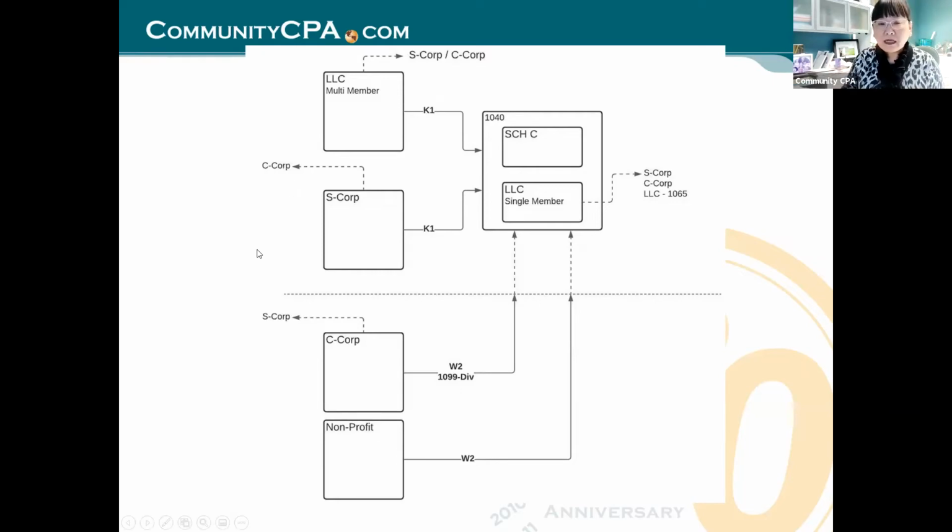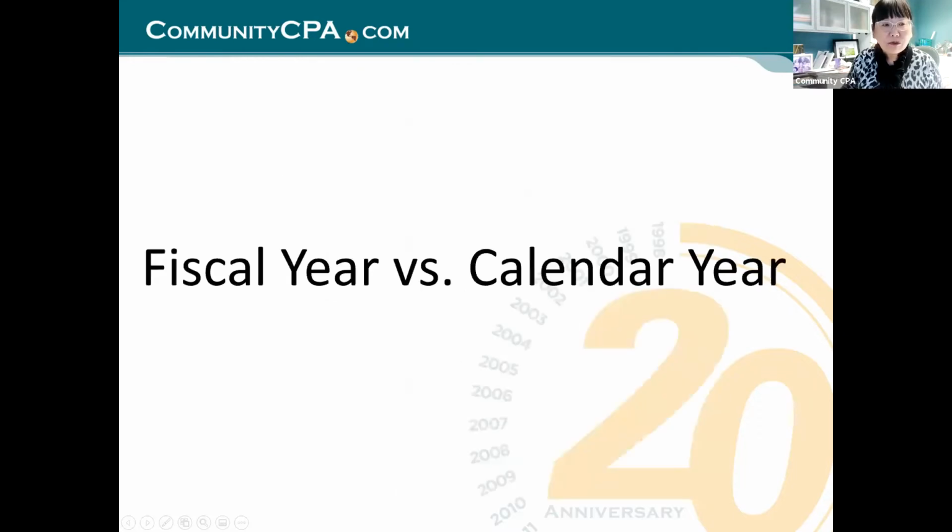right? So our next subject is really about year. There are a lot of years in our conversation. I can give you an example. People talk about calendar year, fiscal year, tax year, accounting year, so confusing, right? So just remember, the only years the IRS cares about are your fiscal year and the calendar year.